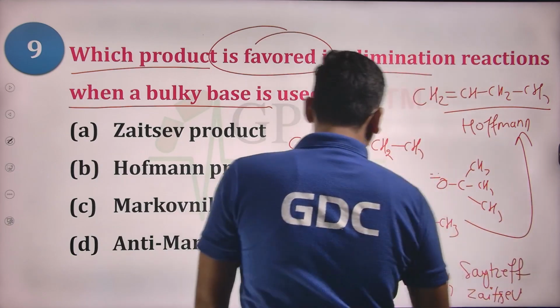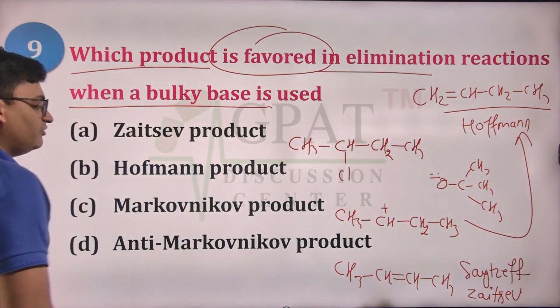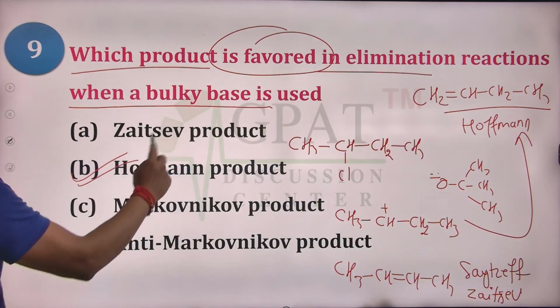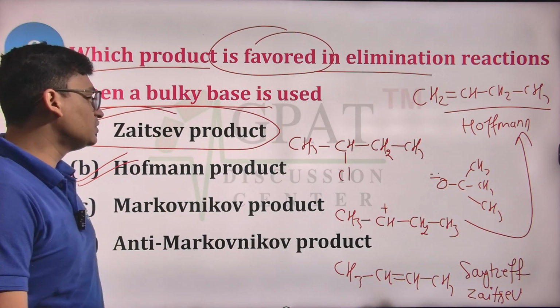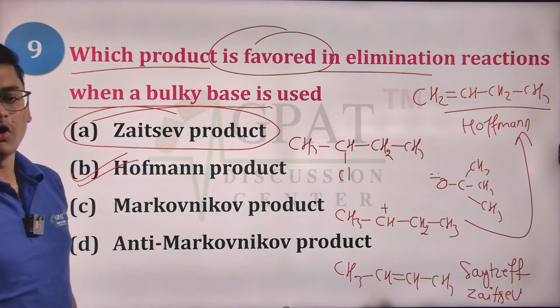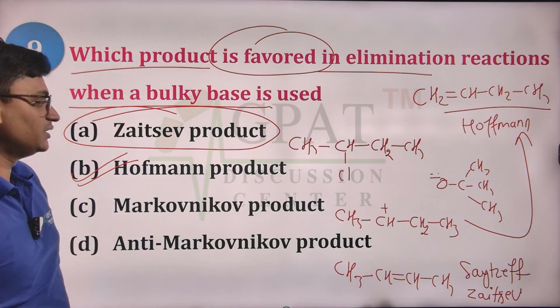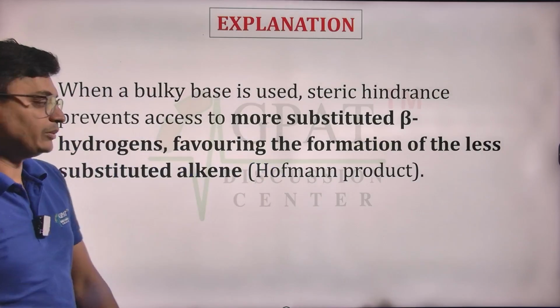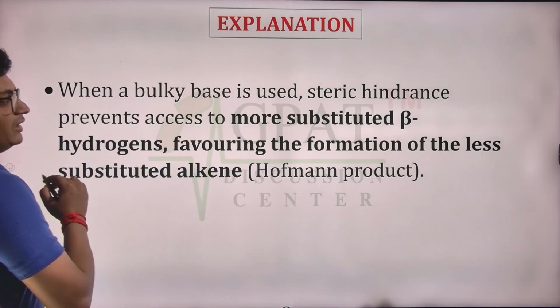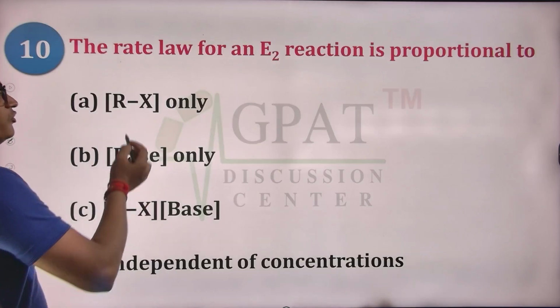So when the base is bulky, we will get the Hofmann product, and when the base is small, then we will get the Zaitsev or Saytzeff product as the major one. So a bulky base will give you the Hofmann product. Moving to the next question.